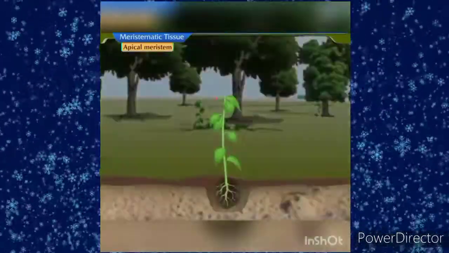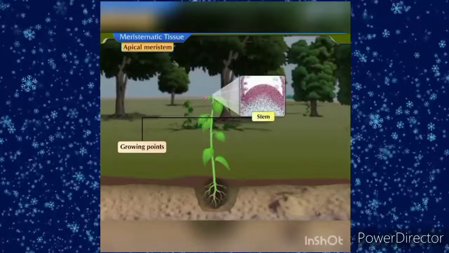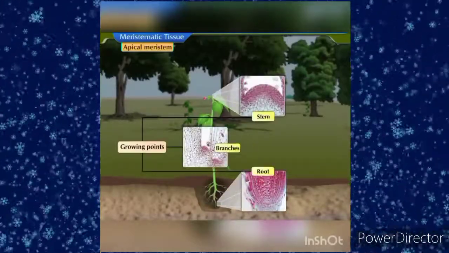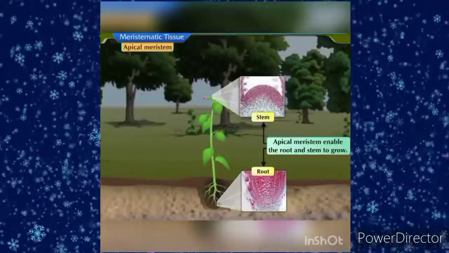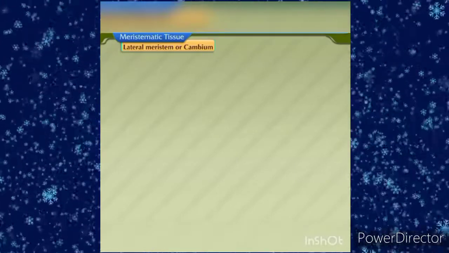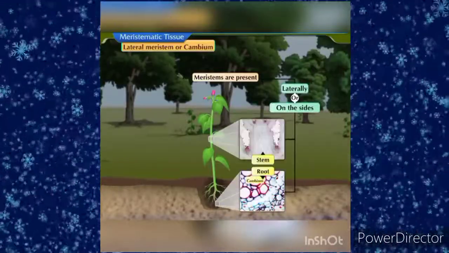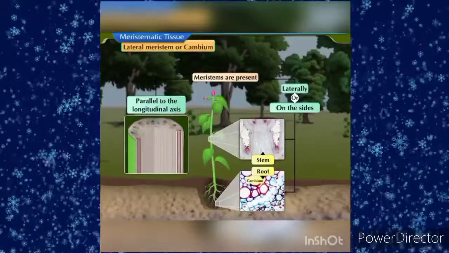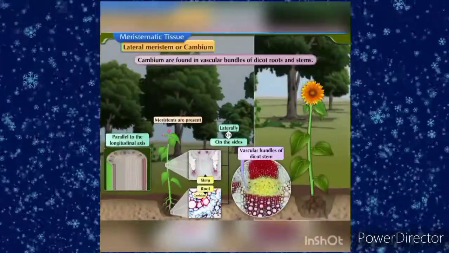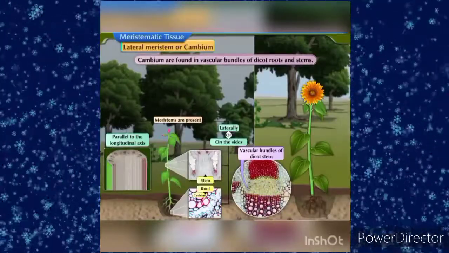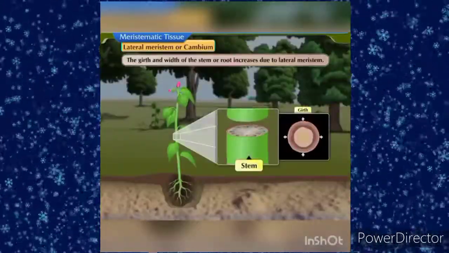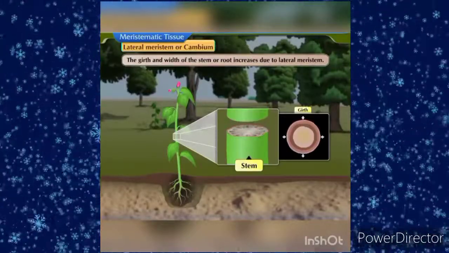Apical meristem. The meristems which are located at the growing points of stem, root, and branches are called apical meristem. They enable the root and stem to grow. Lateral meristem or cambium. The meristems are present laterally or on the sides of roots and stem, and are parallel to the longitudinal axis. They are found in vascular bundles of dicot roots and stems. The girth and width of the stem or root increases due to lateral meristem.